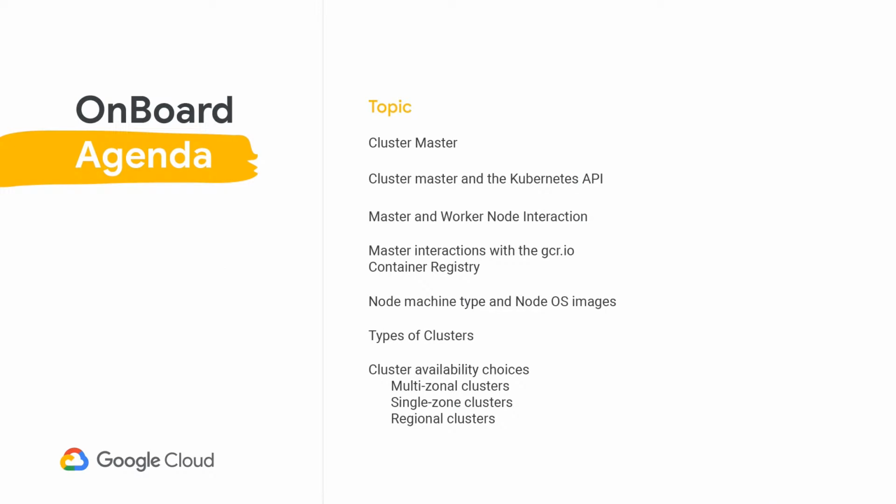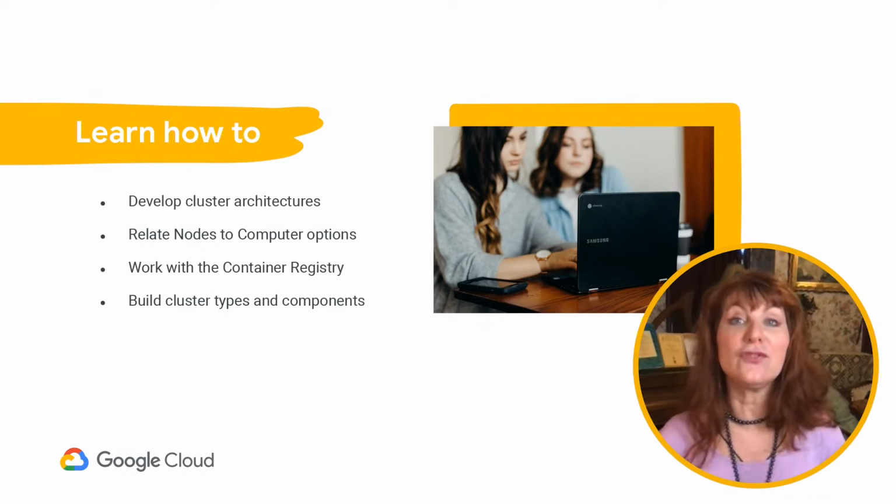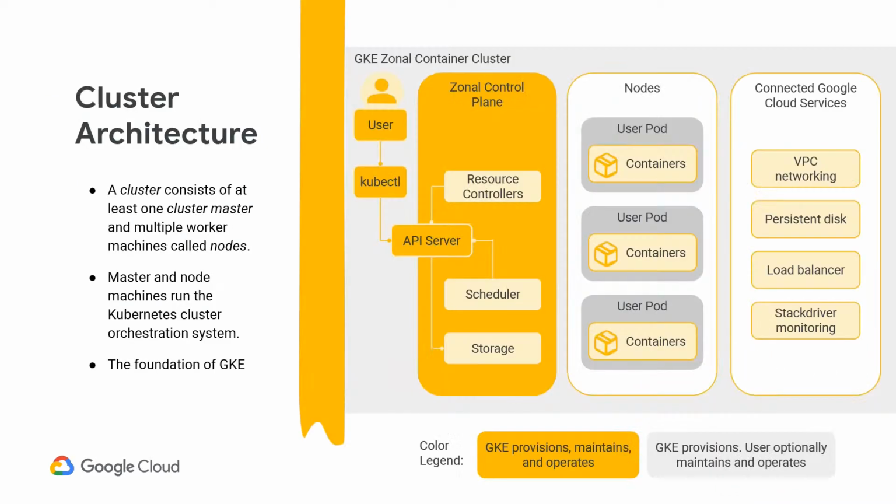So let's start by looking at cluster architecture. In this section, you'll learn about the construct of a GKE cluster and its various components such as master and worker nodes. Taking a look at a GKE cluster, we see that a cluster consists of at least one cluster master and multiple worker machines called nodes, as we mentioned previously. These master and node machines run the Kubernetes cluster orchestration system. Now, a cluster is the foundation of a GKE system, Kubernetes system. And the Kubernetes objects that represent your containerized applications all run on top of a cluster.